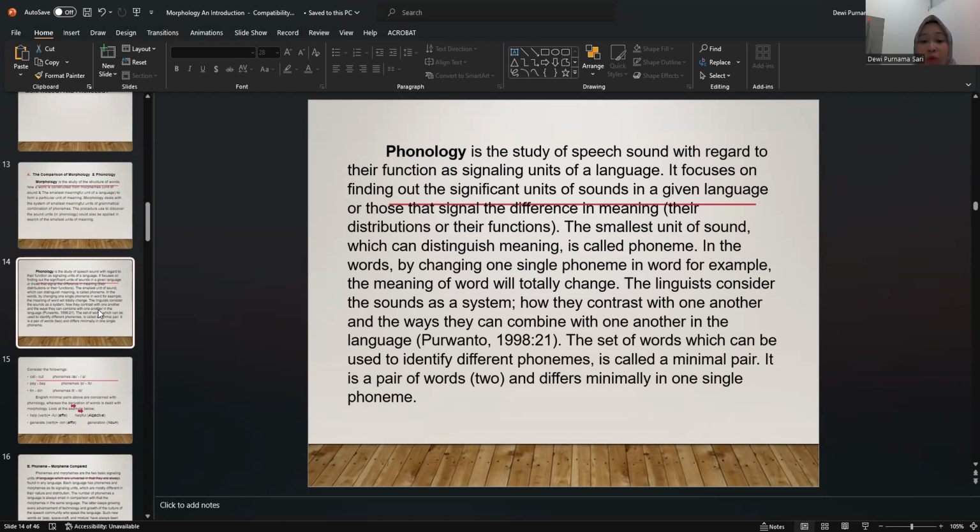And the set of words which can be used to identify different phonemes is called a minimal pair. Of course, you are quite familiar with these minimal pairs that you have already studied in phonology class. It is a pair of words, especially two words, that differ minimally in one single phoneme or sound.